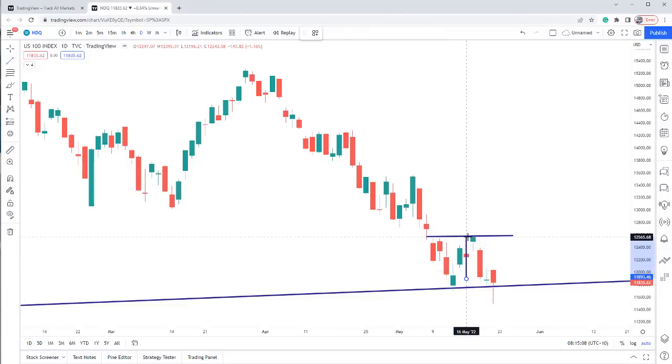Let me just get a little projection tool out. So we go from there to there, and then we have it from there to there, right? And then we actually project that up. And yeah, we're looking at that next resistance level. So there's a few things that are in play, right?